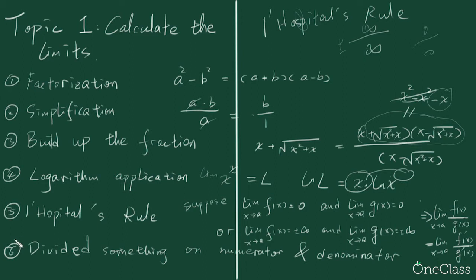The last method, dividing something on the numerator and denominator. This is easy to understand. A very little example is 1 plus a over 1 plus a squared. What we do is divide the numerator and denominator by a squared, and then we get 1 over a squared plus 1 over a over 1 over a squared plus 1. So if a approaches infinity, all these terms go to 0, just 1 left in the denominator, and the numerator is 0.